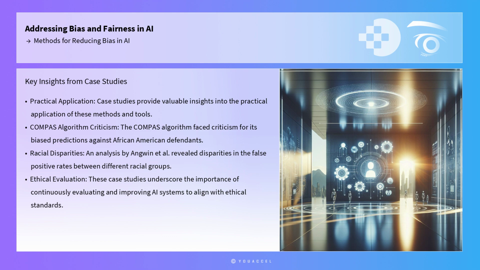Case studies provide valuable insights into the practical application of these methods and tools. For instance, the COMPAS algorithm, used for recidivism prediction in the criminal justice system, faced criticism for its biased predictions against African American defendants. An analysis by Angwin et al. revealed disparities in the false positive rates between different racial groups. In response, efforts were made to develop fairer algorithms that ensure equitable treatment across demographic lines. These case studies underscore the importance of continuously evaluating and improving AI systems to align with ethical standards.